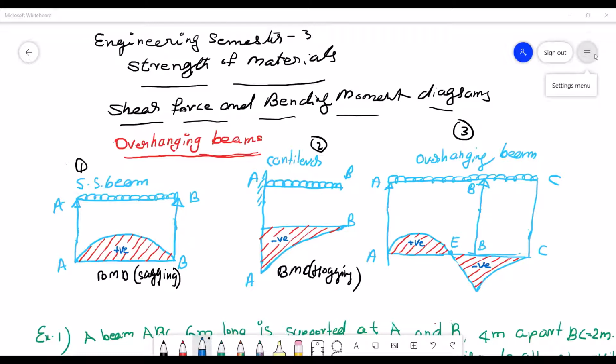And how will the bending moment diagram of an overhanging beam look? This is the bending moment diagram of an overhanging beam. It has a sagging nature here, see, it is positive, and hogging here, it is negative, because the bending moment diagram of a simply supported beam is positive and that of a cantilever beam is negative. Because of that, for an overhanging beam the bending moment diagram will shift from positive to negative.